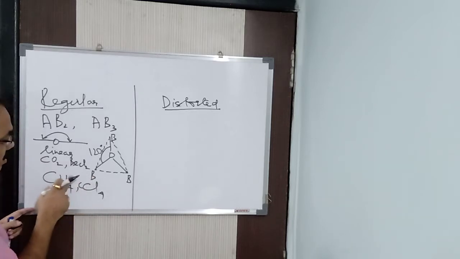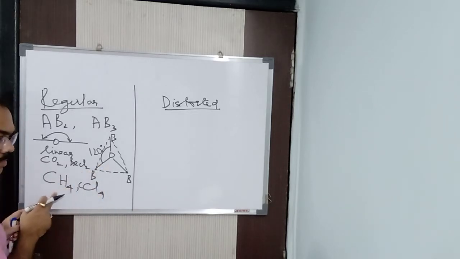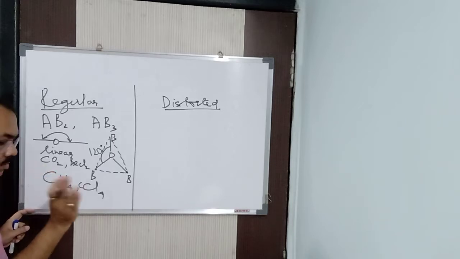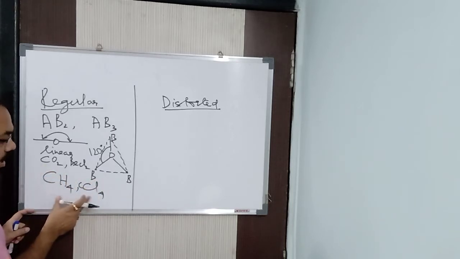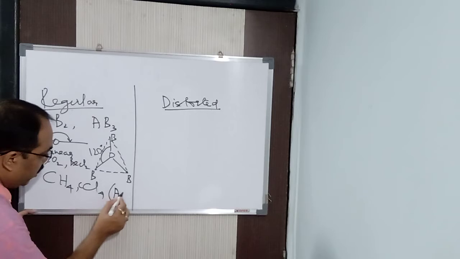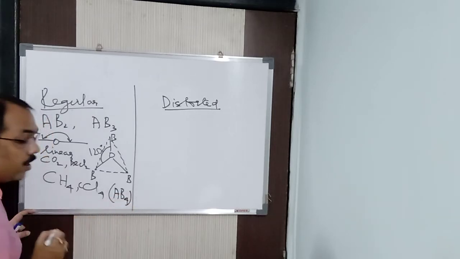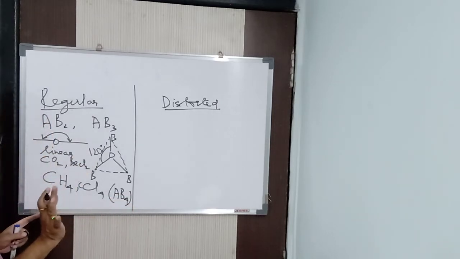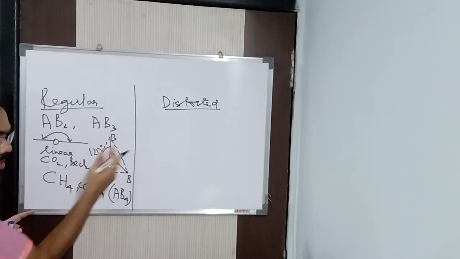Now here, this is not the example. The trigonal planar example is not CH4 and CCl4. Let me tell you, this is an example of tetrahedral. Tetrahedral means what is the geometry, what is the shape? AB4 it is. I don't have the space, so I did not say it. Trigonal planar will be something else.